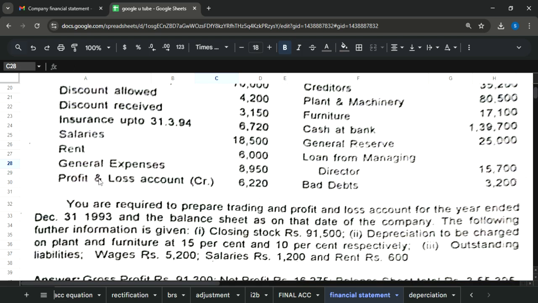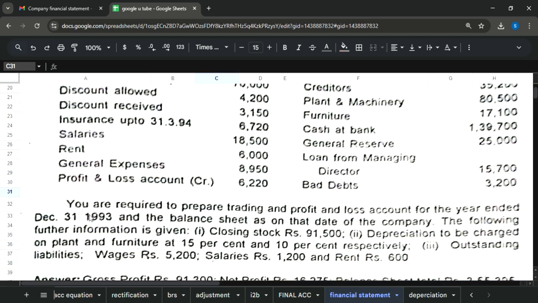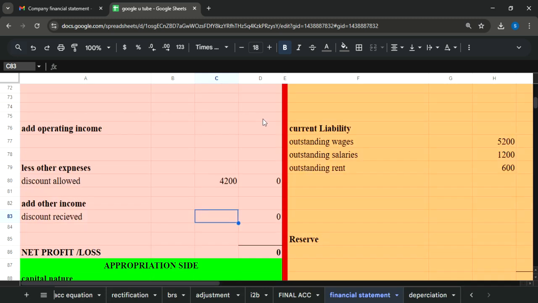After discount allowed, we have discount received. This is other income. So you will come over here and mention discount received. The amount of discount received is 3150.